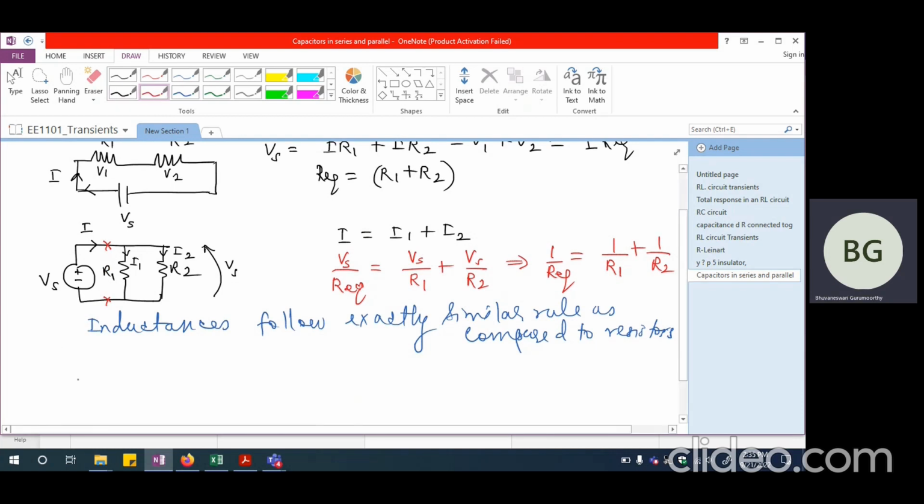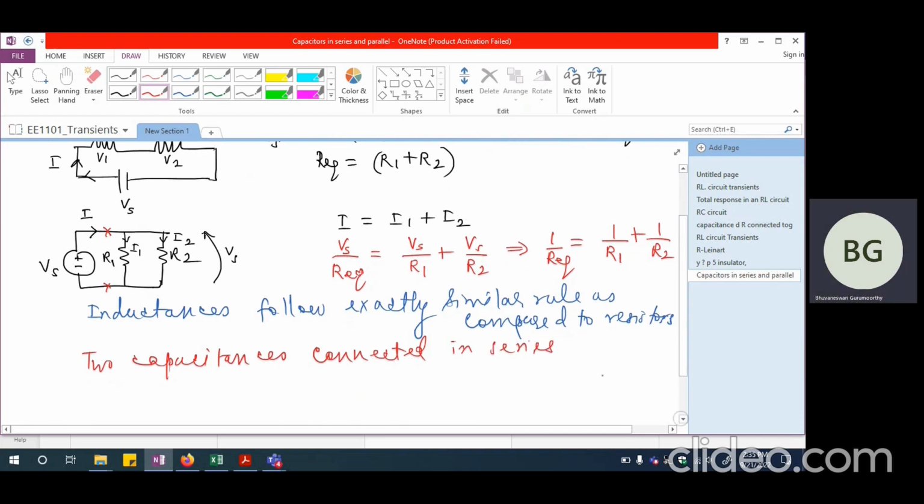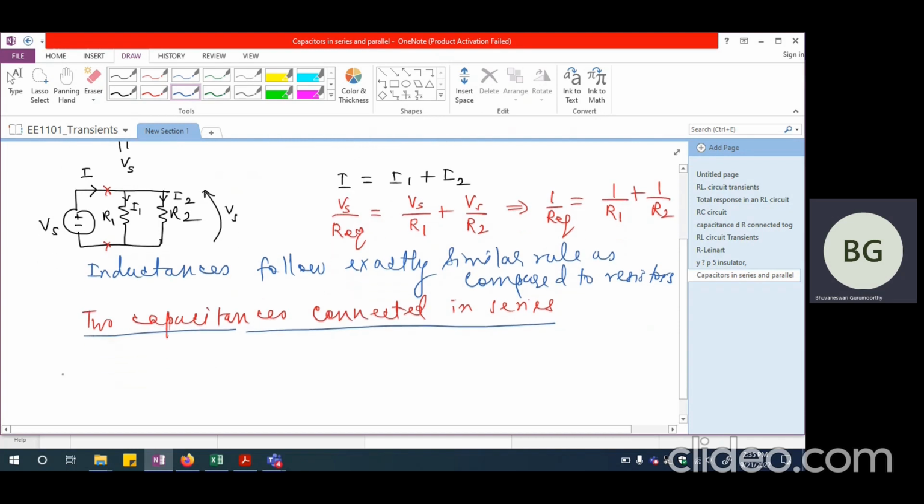Let us try to take a look at what happens when two capacitances are connected in series. So when two capacitances are connected in series, let me draw the circuit again. So I'm going to have this as the voltage source. Maybe this is V, and one capacitor is connected here, another capacitor is connected here.